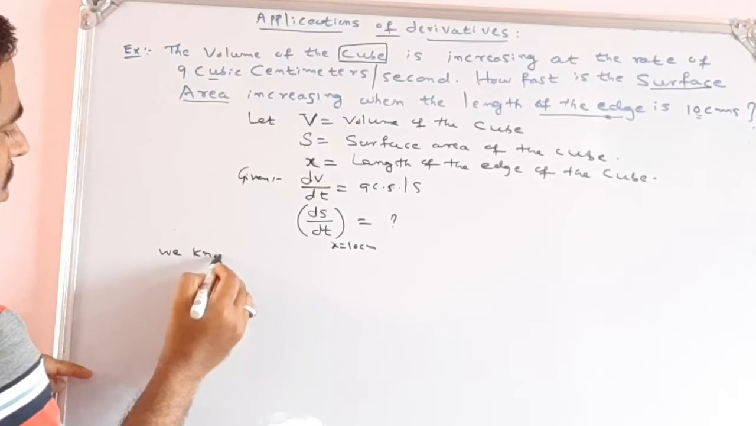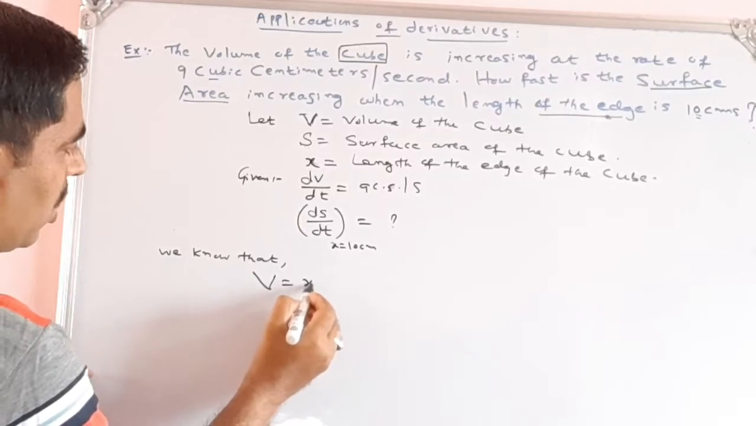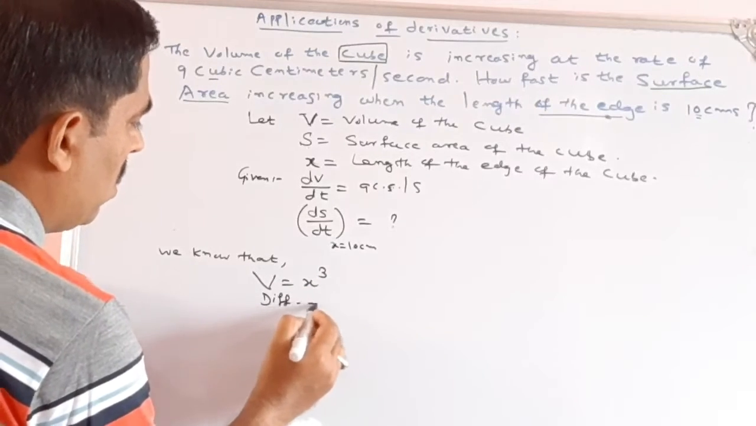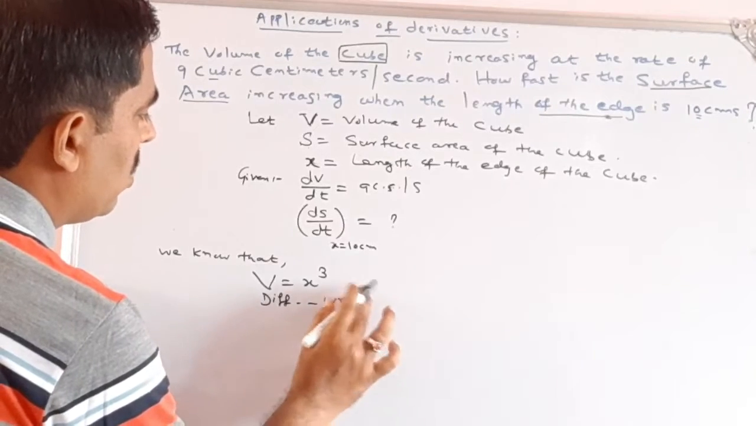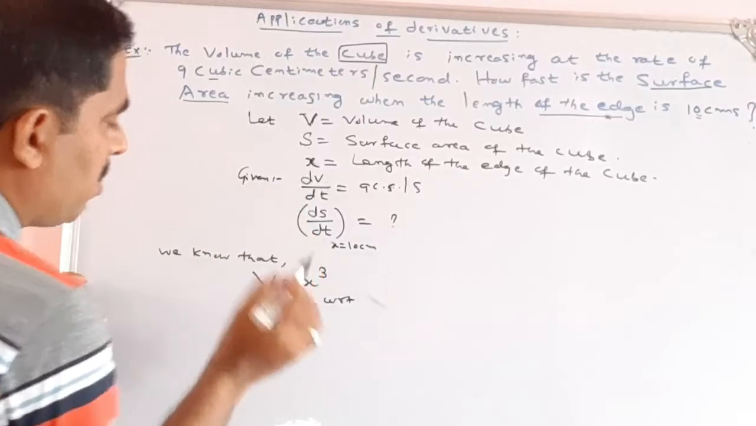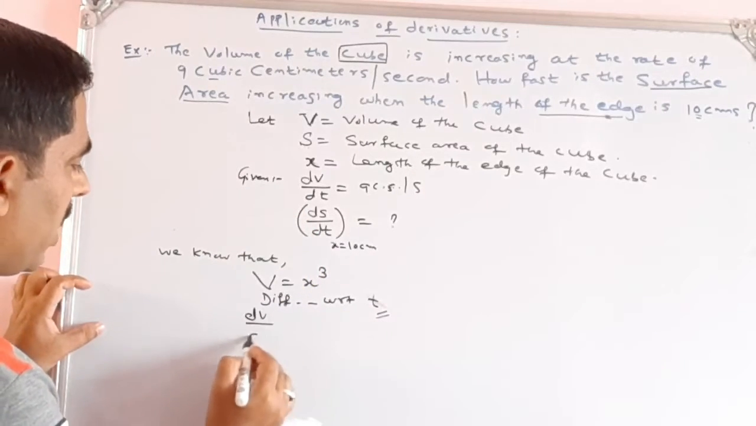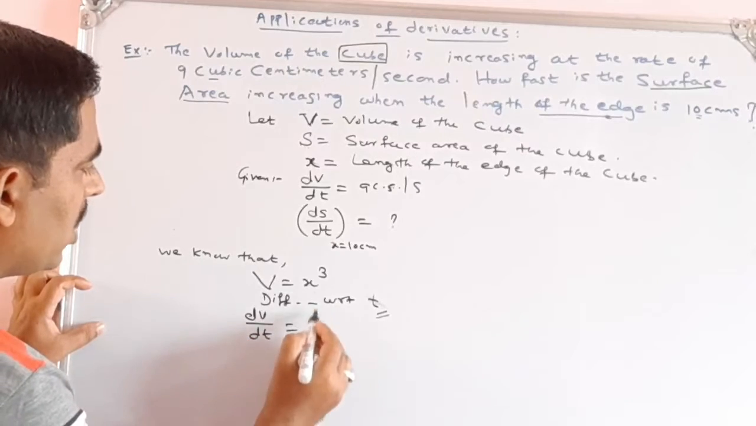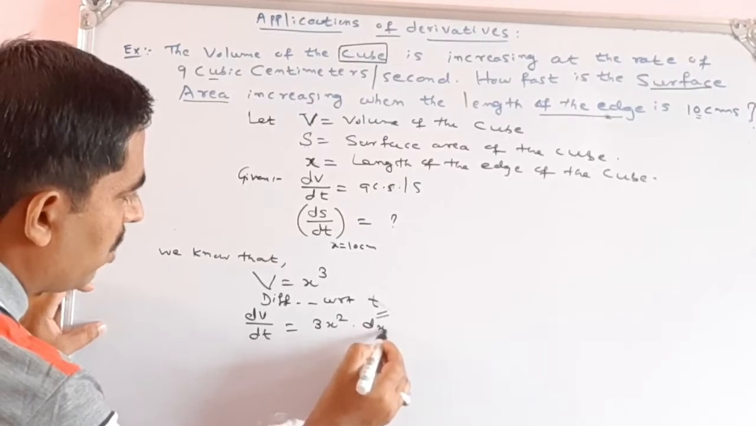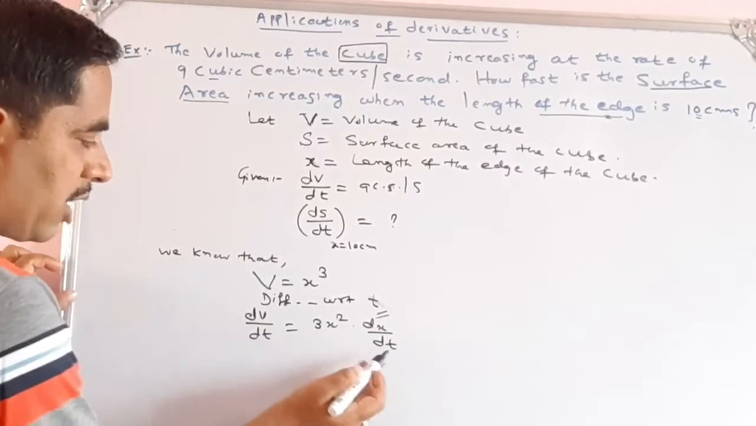We have to use the formula for the volume of the cube. Volume of the cube is x cubed. Differentiate with respect to t, since we want the rate of change of volume with respect to time. So we get dV by dt equals the derivative of x cubed, which is 3x squared, and by the chain rule we multiply by dx by dt.